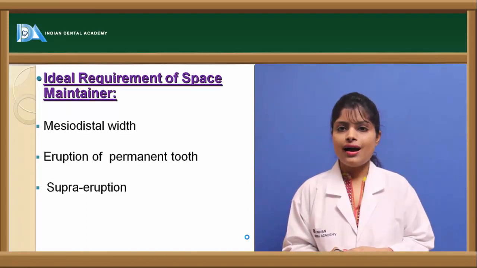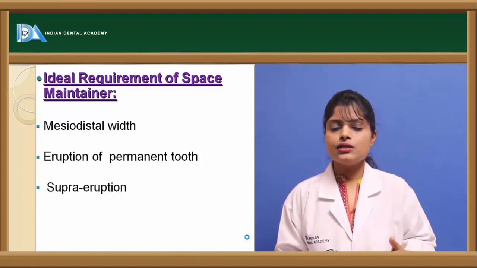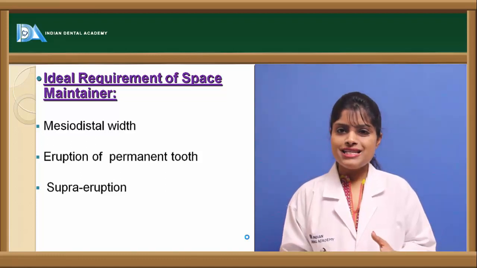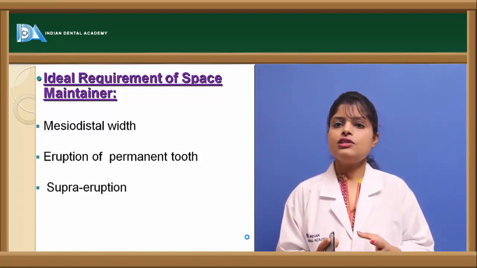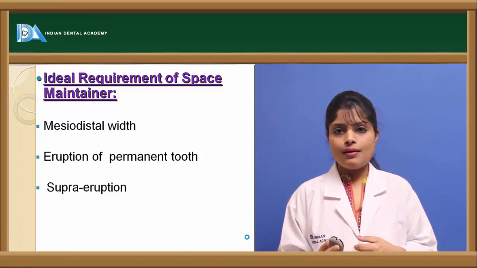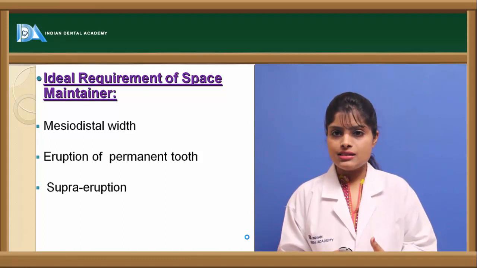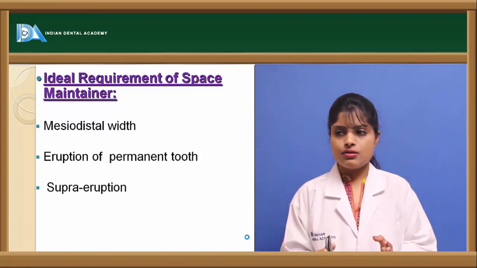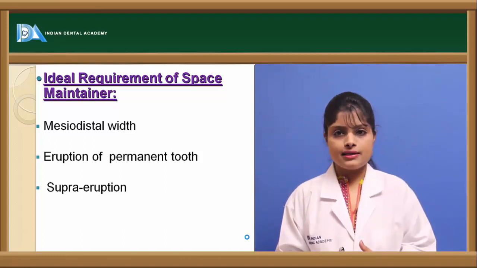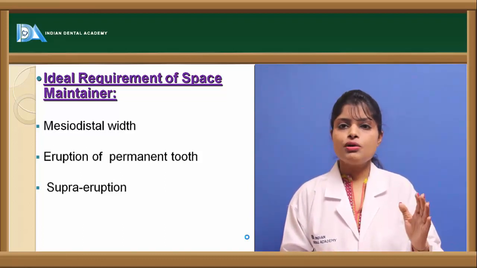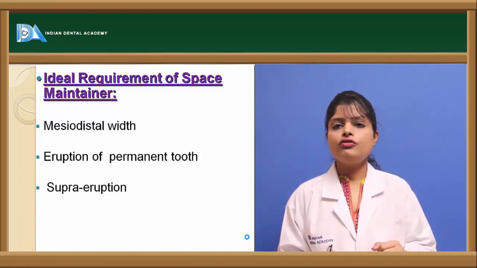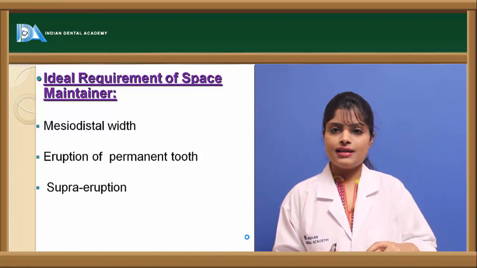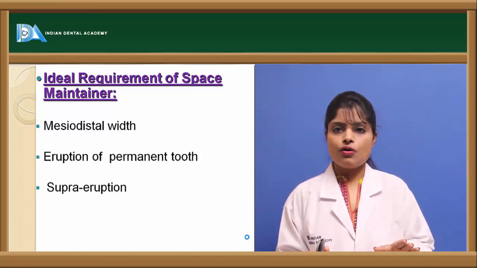Now coming over to the ideal requirements, or what are the requisites for a space maintainer appliance. First of all, a space maintainer should preserve the space which is required for eruption of the permanent successor. Next, it should also guide the permanent successor to erupt in place. Furthermore, it should prevent the supra-eruption of the opposing teeth, or the opposite teeth of the arch, into the space which is created by the early loss of the primary teeth.